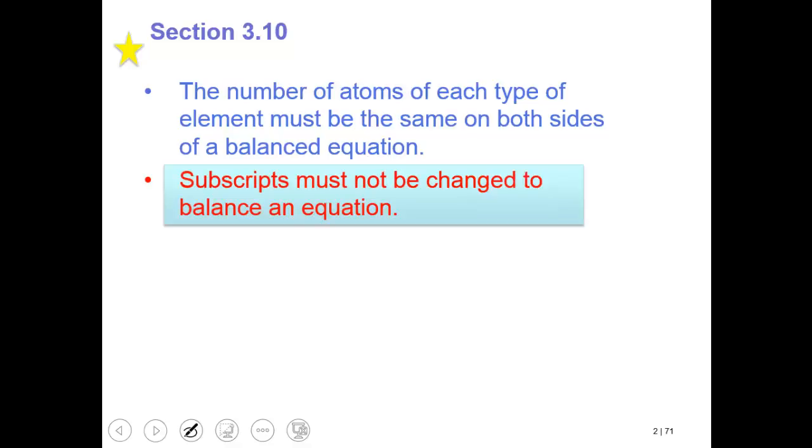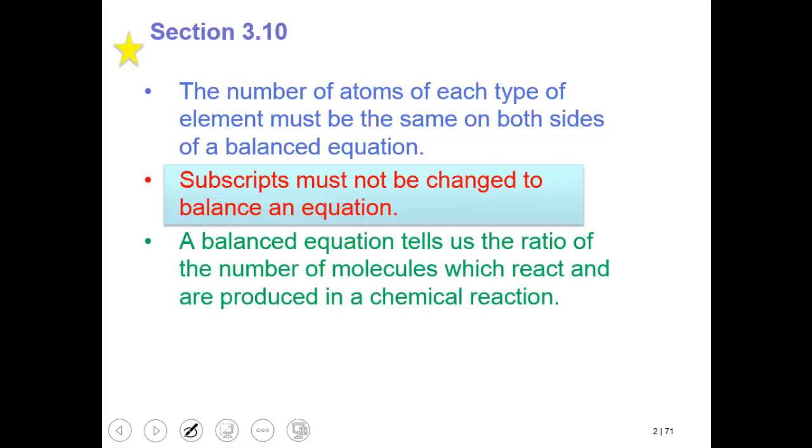So we can talk about the number of atoms of each type of element. And so what we'll find is atoms on both sides of the balanced equation have to be equal. If we have 5 atoms of carbon on the left, we must have 5 atoms of carbon on the right. Subscripts cannot be changed to balance an equation. And the balanced equation will tell us the ratio, the number of molecules that need to react with each other. You need 4 cups of flour, 1 bag of chocolate chips, 2 eggs to make 1 batch of cookies. That's what it's telling us.